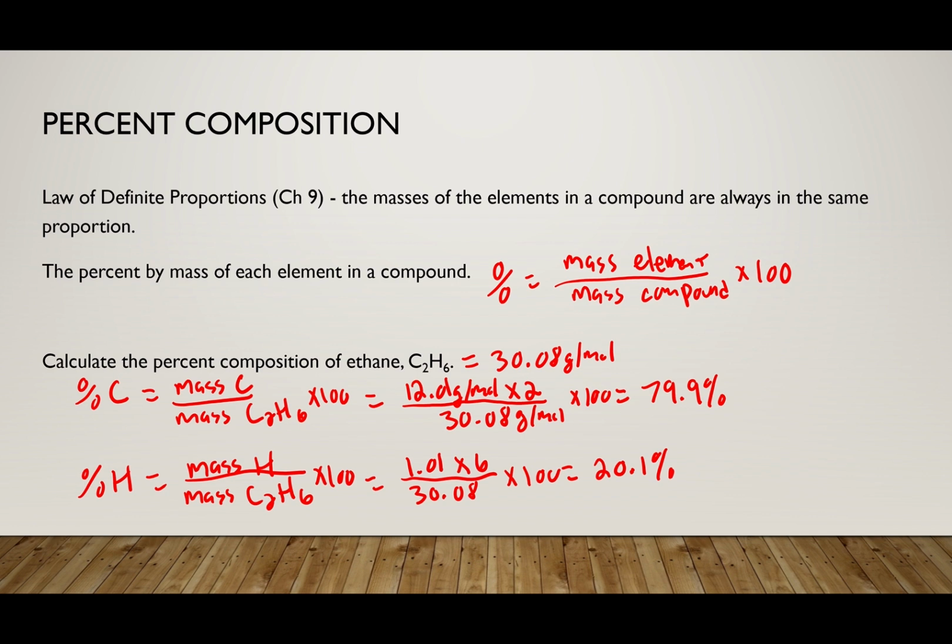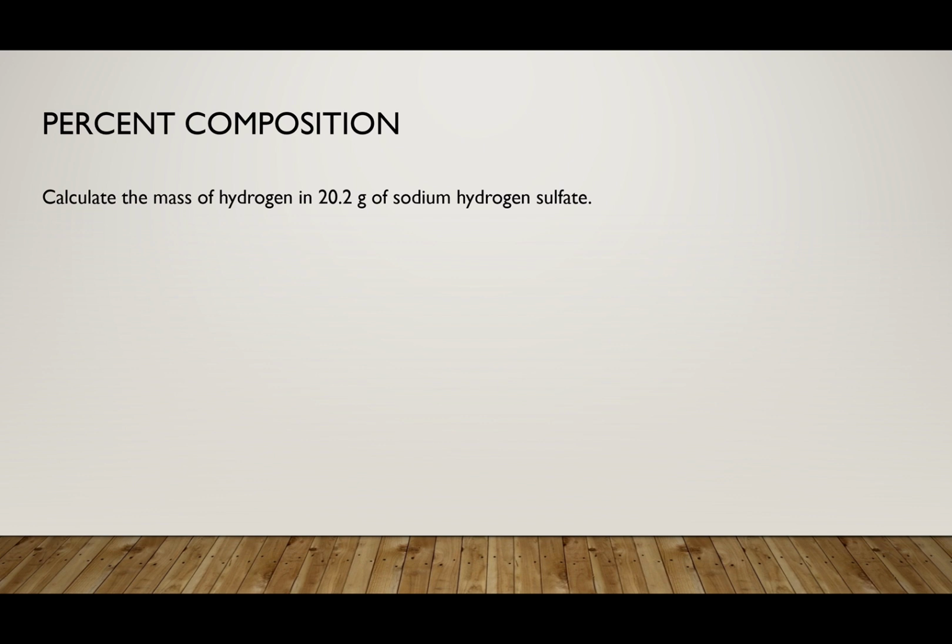Now let's take a look at another example using percent composition. In this example, we want to calculate the mass of hydrogen in 20.2 grams of sodium hydrogen sulfate. We know there is hydrogen present in this compound, and if we want to find the mass of hydrogen in this sample, we need to know what percentage hydrogen makes of this compound. So we first need to find the percent composition of hydrogen, because if hydrogen is a certain percentage by mass of this compound, then the mass of hydrogen is also the same percentage of the sample.